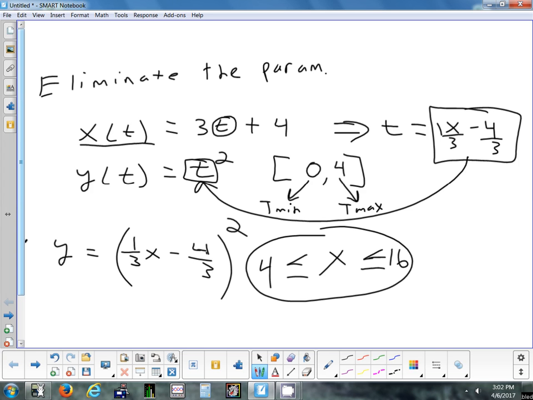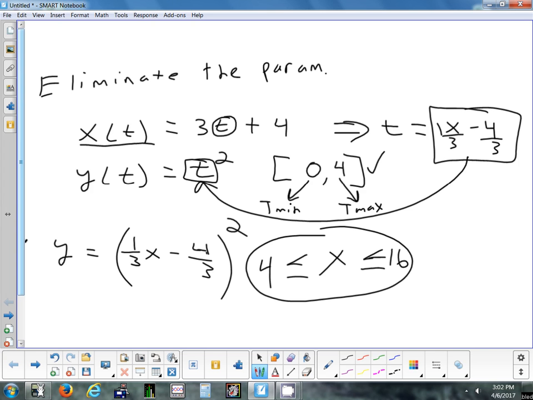So when you sketch this picture, you're only sketching it from 4 to 16 on the x-axis. You don't go before 4 and you don't go after 16. So when you find the t min and the t max, that would be given to you. They'd have to tell you what the t min and max are, and they have to tell you the x and y equations.